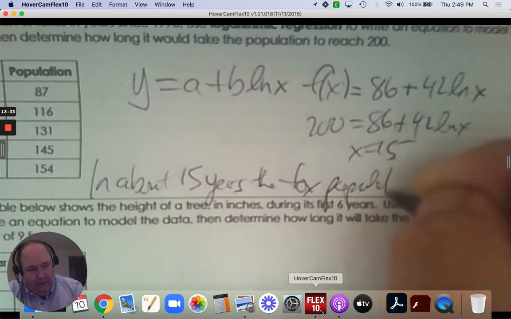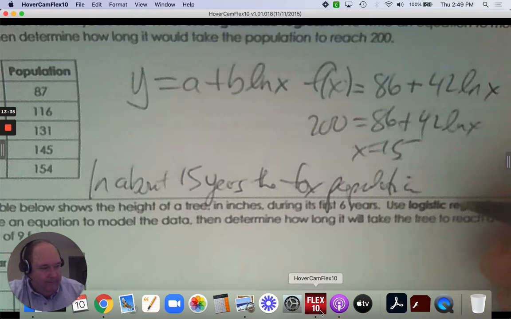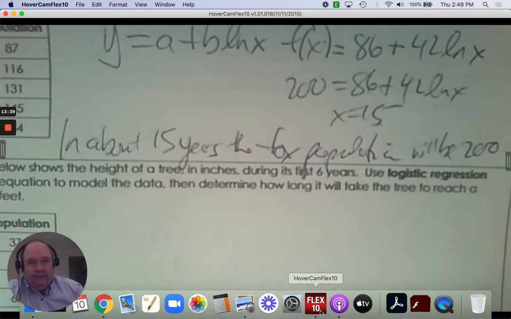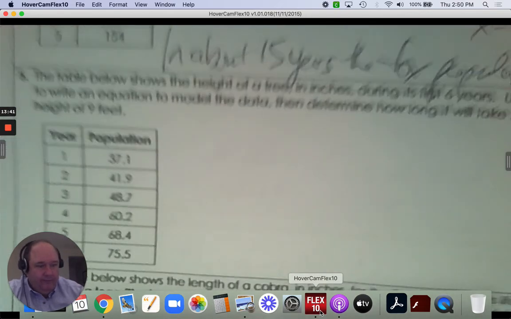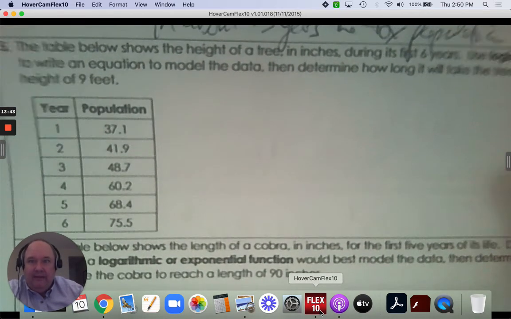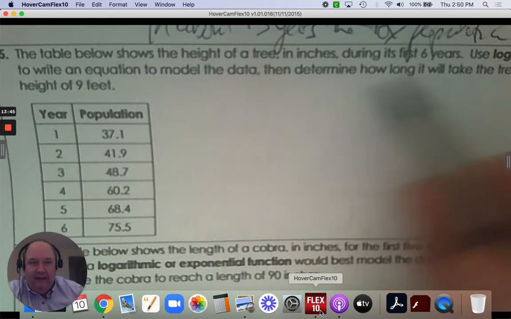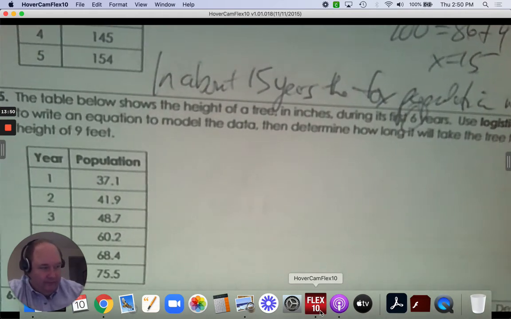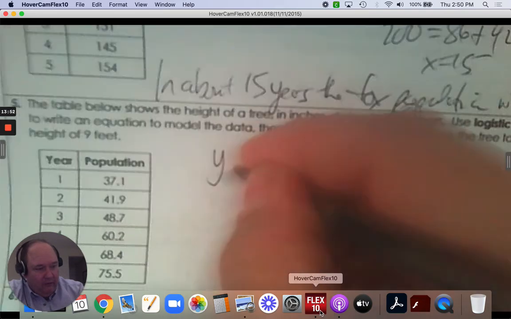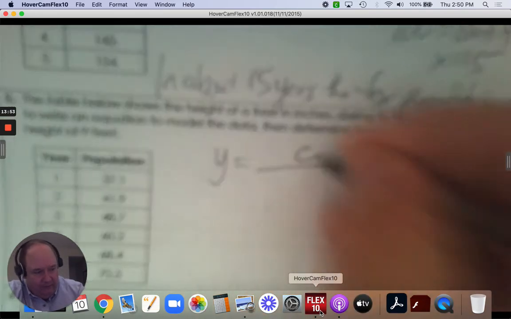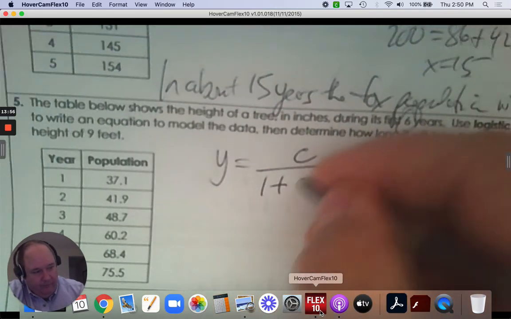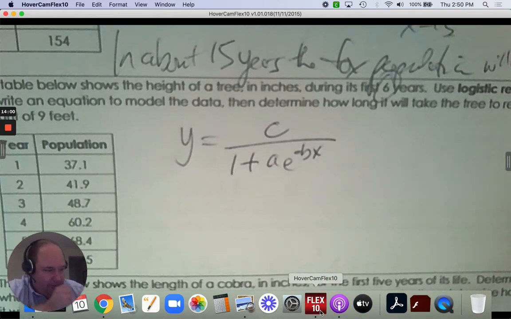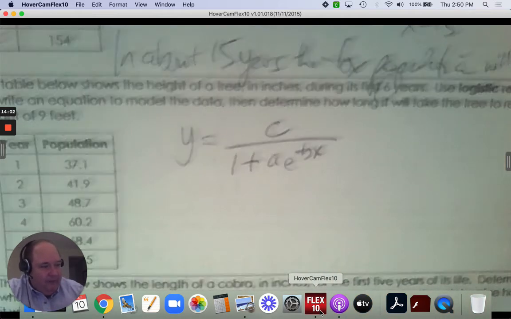All right, we got 3 more stories today. All right. Next table. The table below shows the height of a tree in inches during the first 6 years. Logistic regression. So a logistic regression, again, is this one. The more times you write it down, the more you remember it. And we're going to use this.